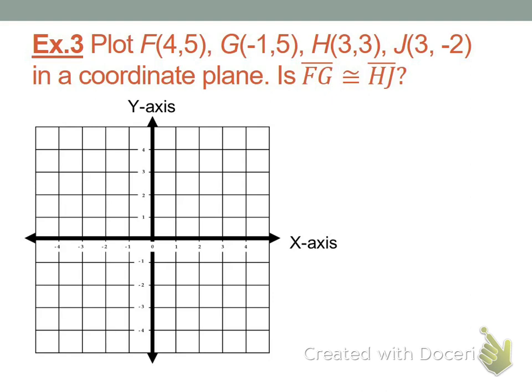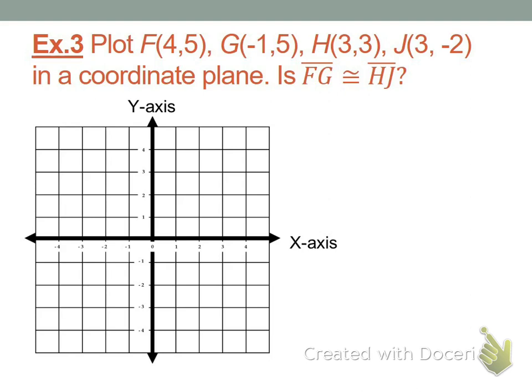Example 3 brings back our lovely coordinate plane. We are to plot these points. And our question is, is segment FG congruent to segment HJ? So when you plot your points, turn FG into a segment. Connect points F and G. Turn HJ into a segment. Connect the points H and J. And see if you can decide if they are congruent.